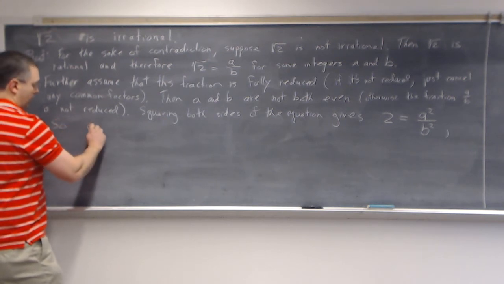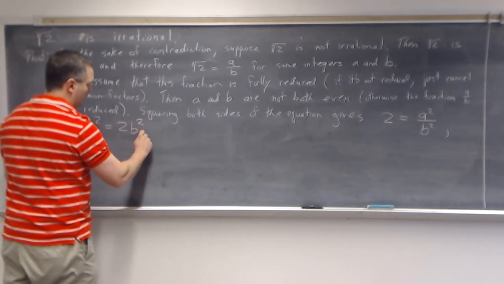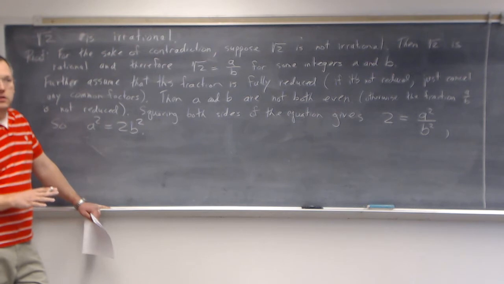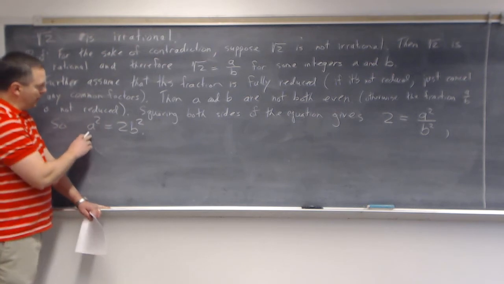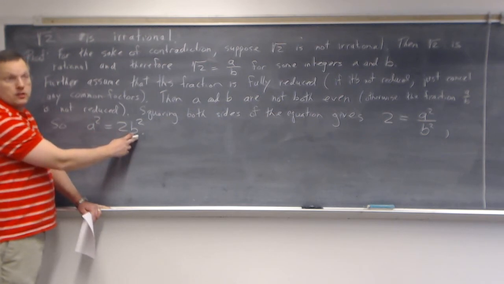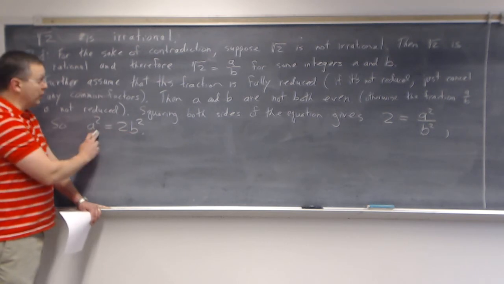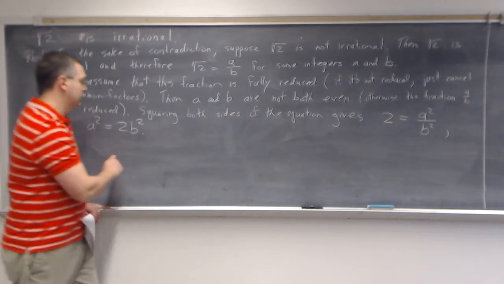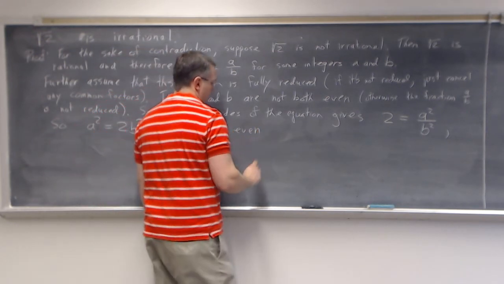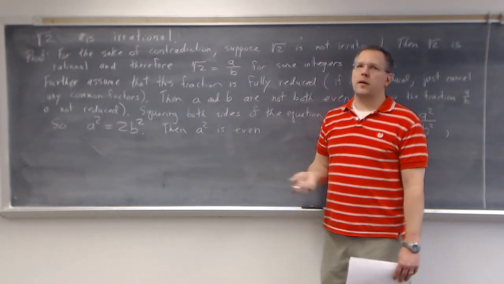You get 2 equals a squared over b squared. So if I multiply both sides by b squared, I get the equation a squared is going to equal 2b squared. All right. Well, what can you tell me about a squared now from this equation? It looks like 2 times an integer. This looks like a homework problem. You have something similar to this, right? So if a squared equals 2 times an integer, then we know that a squared is even. And if I know that a squared is even, what does that tell me about a?